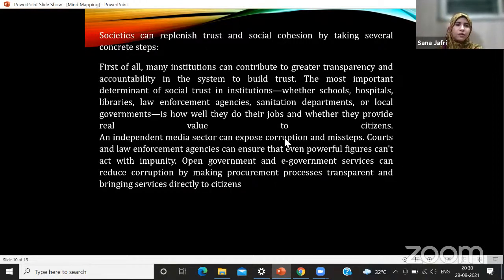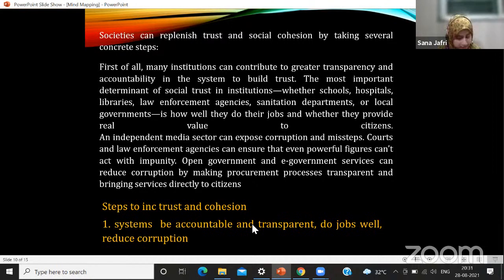They should expose corruption. Court and law enforcement agencies, right? They should also know that powerful people cannot escape from law. There's no impunity. Impunity is when you're unpunishable. You can't be punished. That's impunity. There's no impunity. Everybody is equal. Okay. And again, the last sentence says that it can reduce corruption by making processes transparent, etc. Very simple. See how we will do this: steps to increase trust and cohesion. Okay?